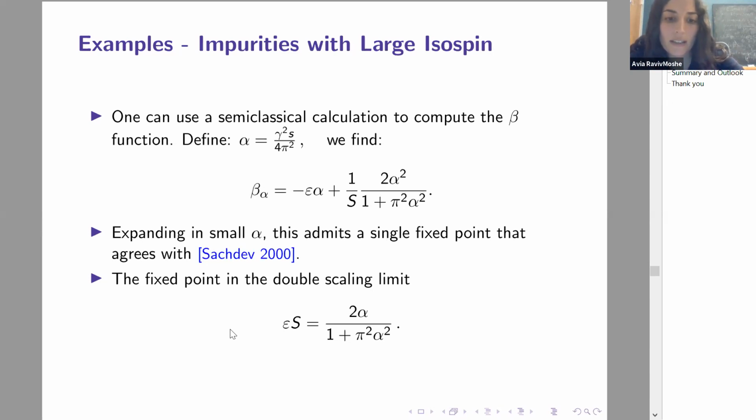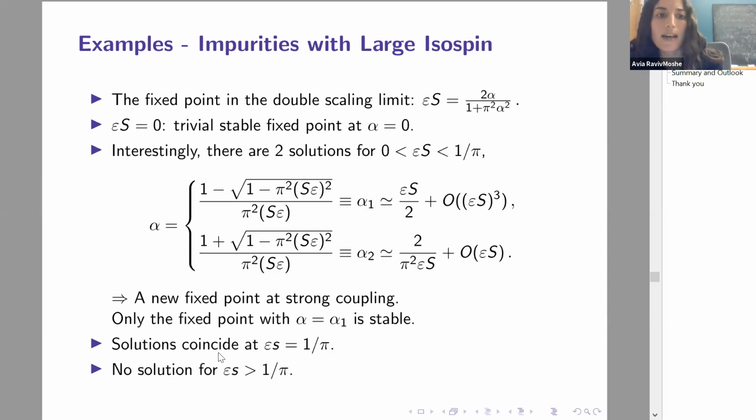Now, in general, the fixed point in the double scaling limit is given by this expression once we set the beta function to 0. If we are exactly in 4 dimensions, epsilon s is 0, and then we have just one trivial stable fixed point at alpha equals 0. But if we look at the regime where epsilon s is larger than 0 but smaller than 1 over pi, then interestingly there are 2 solutions to the beta function equals 0 equation. One solution is given by this that we called alpha 1, and you can expand in small epsilon s because epsilon s is smaller than 1. To the leading order, it is given by this. This is just the same perturbative result that appeared in the papers by Sachdev and collaborators.